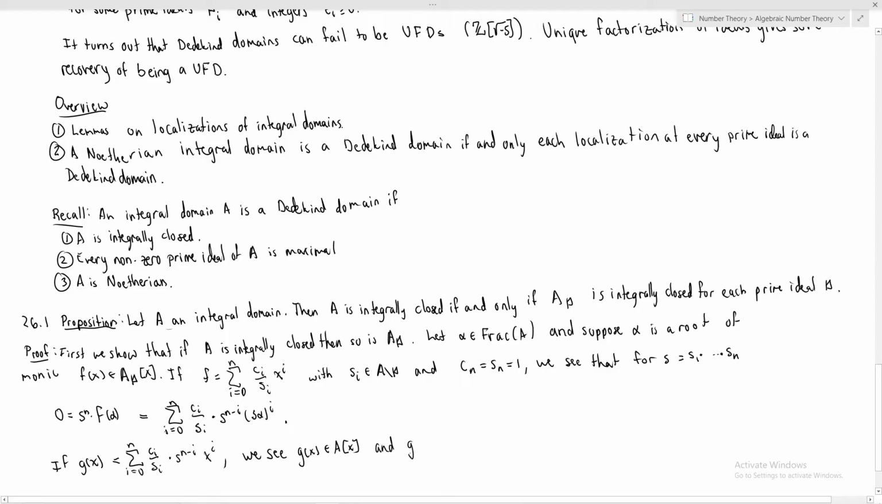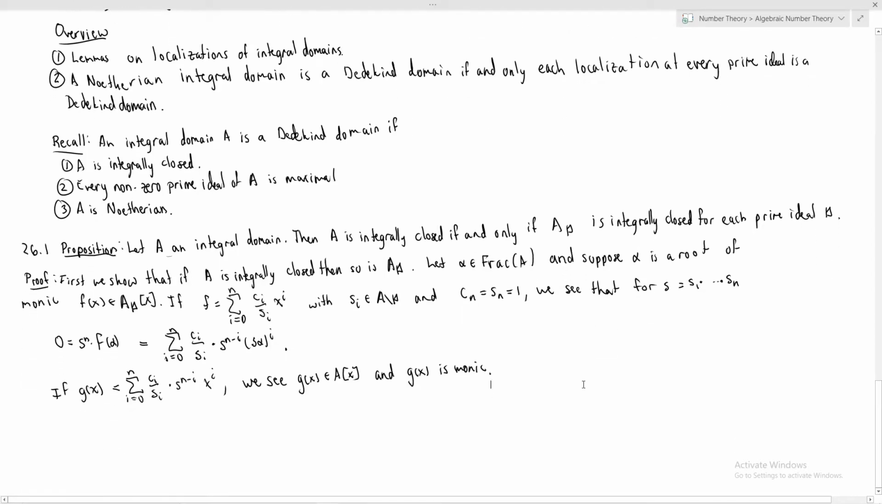And we also see that g of x is monic, it has leading coefficient s to the n minus n, which is just s to the 0, which is just 1, and c_n over s_n, we saw this was just 1 as well. I guess we not so much saw, we just defined it that way.